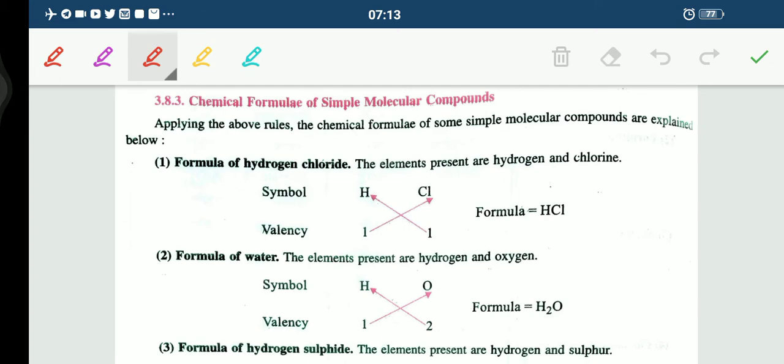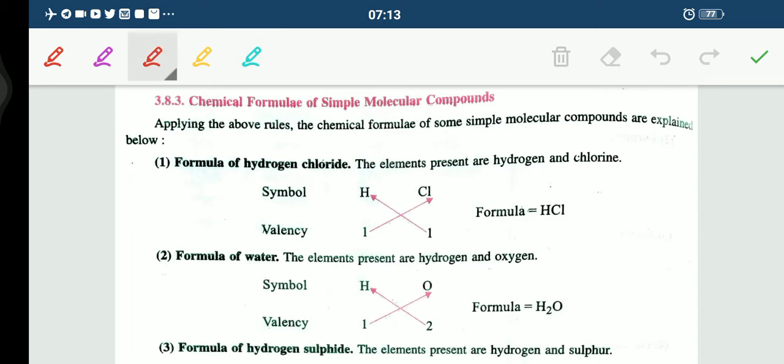So, yesterday we had discussed the rules for writing the chemical formula, right? So, today we'll be writing the chemical formulas of some simple molecular compounds. So, let's just get started. Hope you all have learned that complete table of valency, fine, because that is very important for writing the chemical formula. Now children, you can see the first one.